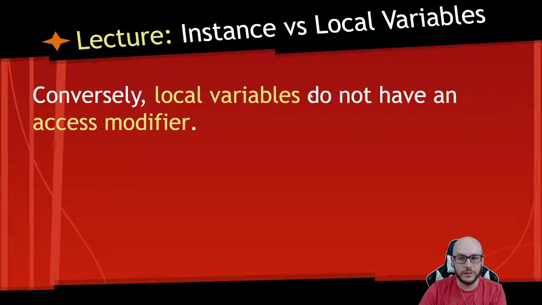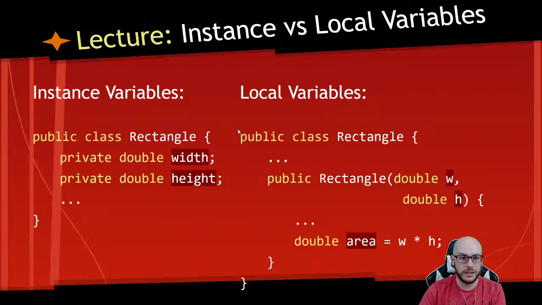Conversely, local variables do not have an access modifier. The variables that we have spent most of our coding career working with are local variables. They exist as parameters or variables defined within the method itself, right? Keep in mind we have spent most of our coding career working inside of the main method. So technically the variables we've been working with are local to the main method. Local variables do not have an access modifier. It's one easy way to spot local variables from instance variables.